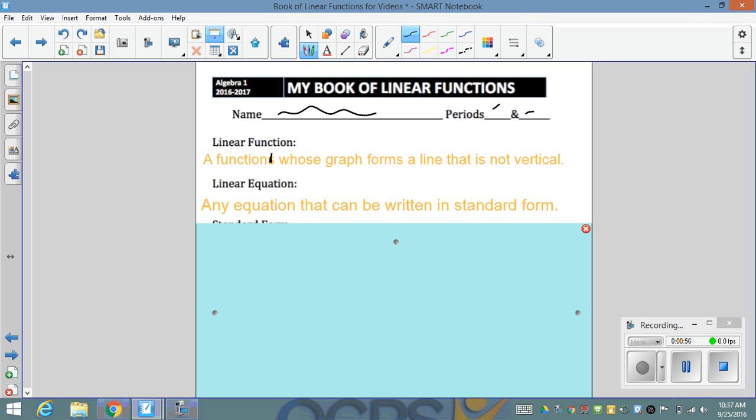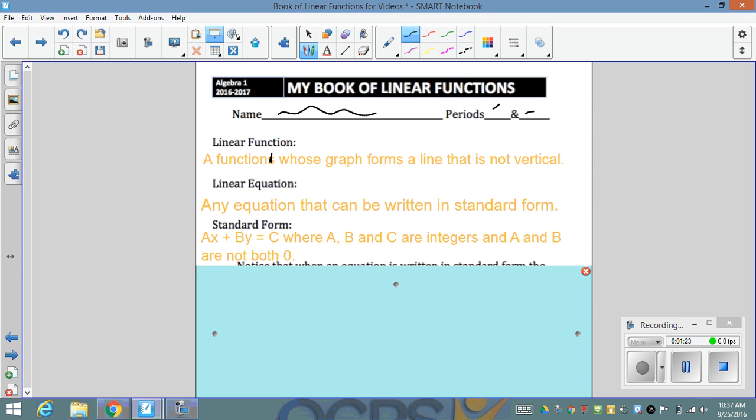A linear equation is any equation that can be written in standard form. Now that definition doesn't really tell us very much, so we need to talk about what standard form is. I'm going to give you the formal definition first, and then I'm going to give you a description. The description is really more helpful than the formal definition.